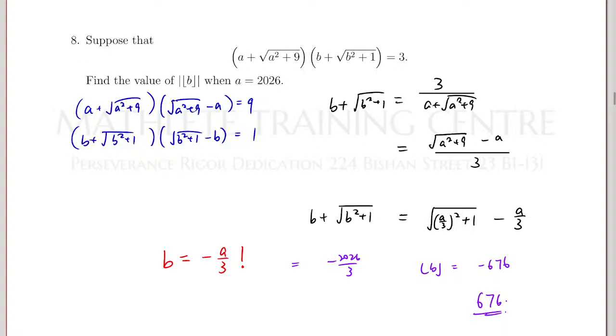Okay, one remark about this is that we don't really care about this because it's SMO round 1, right? But one remark is that, let's say you're doing logical reasoning, how do you know for sure that this will guarantee you B must be this negative A over 3?